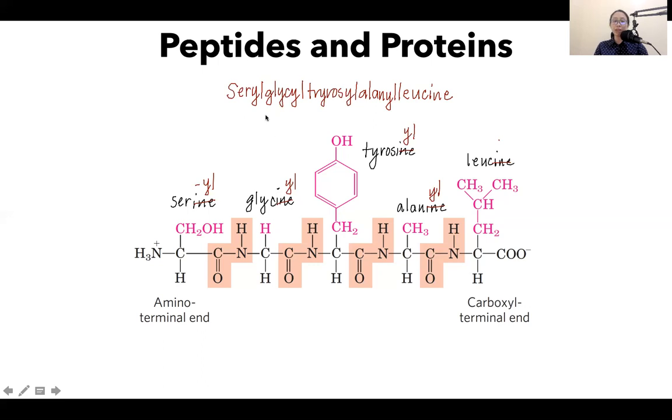Sometimes they use the abbreviations. So we write Ser, Gly, Tyr, Ala, Leu. And of course, we have the symbols for the amino acids. So again, there is directionality. You always start with the N terminal. So we write this as S, G, Y, A, L.